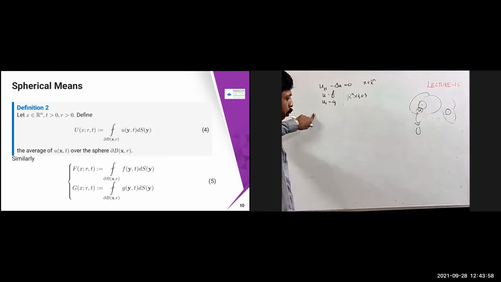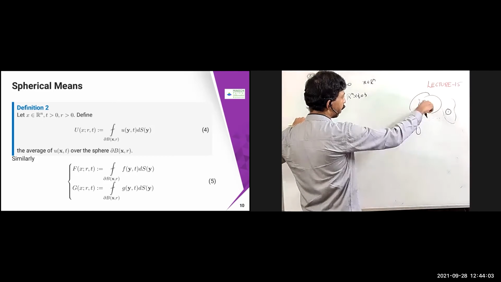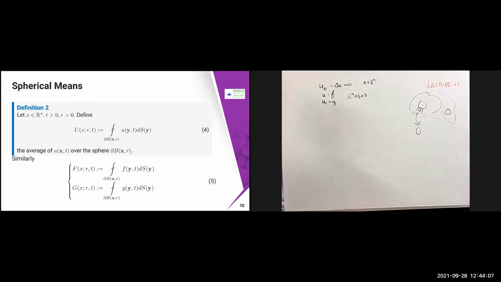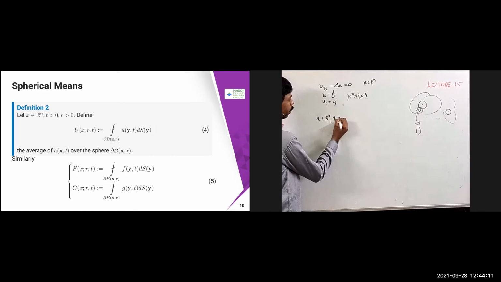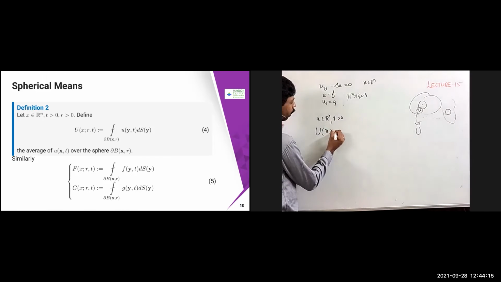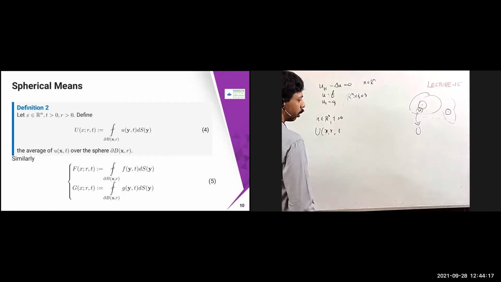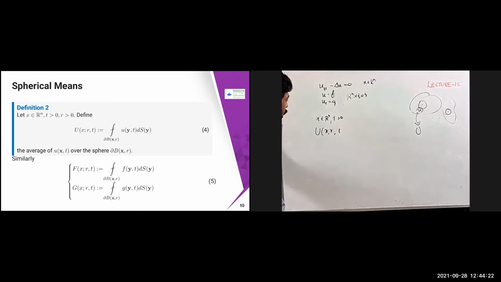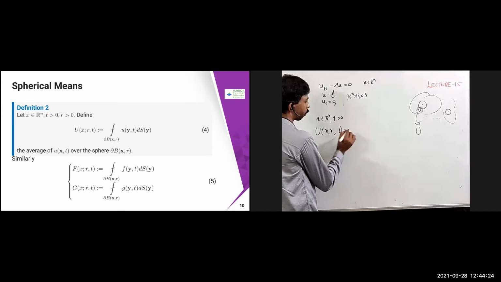I'm not going to solve this problem directly. I'm going to convert it into a problem on a ball, and then solve a capital U, which is going to give me the answers. So x belongs to R^n and t greater than 0, and I'm going to define a thing called U of x semicolon r comma t.